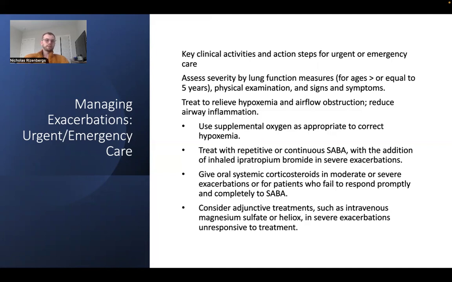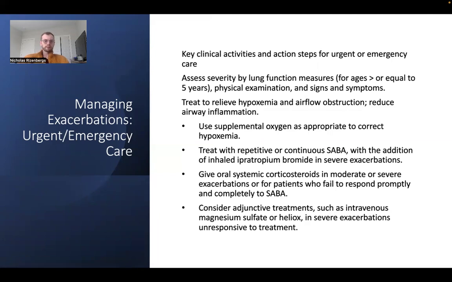Treat to relieve hypoxemia and airflow obstruction, reduce airway inflammation, and then use supplemental oxygen as appropriate to correct hypoxemia. Treat with repetitive or continuous SABA with addition of inhaled ipratropium bromide in severe exacerbations, or a DuoNeb. I think we do that quite a bit in emergency care or just in hospital care in general.